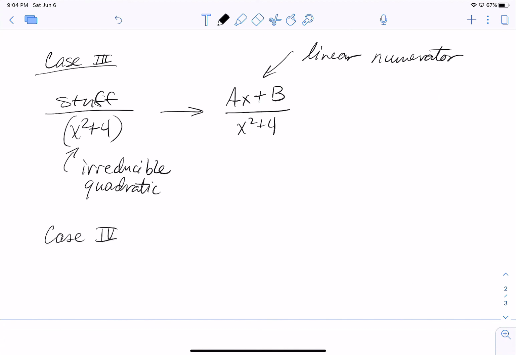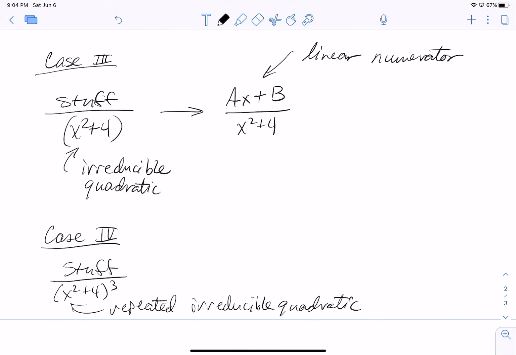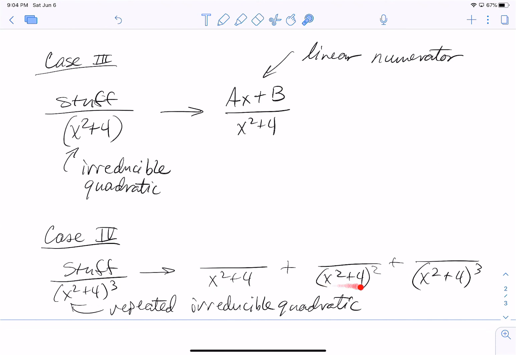Case 4 is that of a repeated irreducible quadratic, something like a denominator with a factor of x squared plus 4, the quantity cubed. As before, we would set up 3 fractions, one of which has a denominator of x squared plus 4, one has a denominator of x squared plus 4, the quantity squared, and one has a denominator of x squared plus 4, the quantity cubed. Again, the base of the denominator in each of these cases is quadratic. Therefore, we need, again, linear numerators.